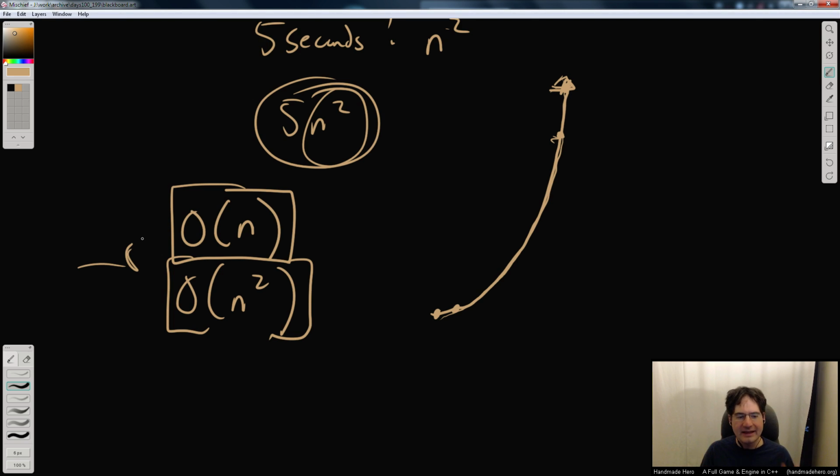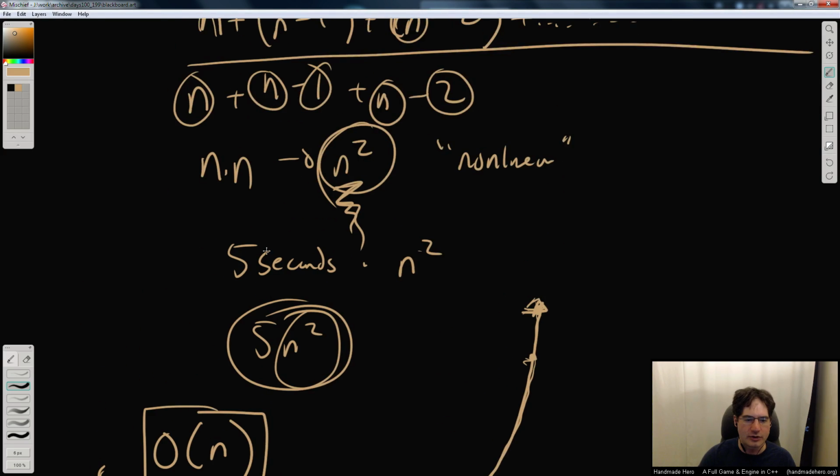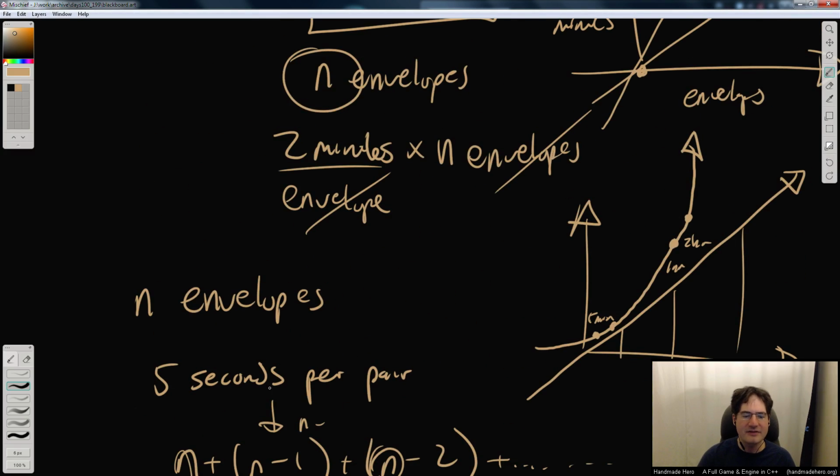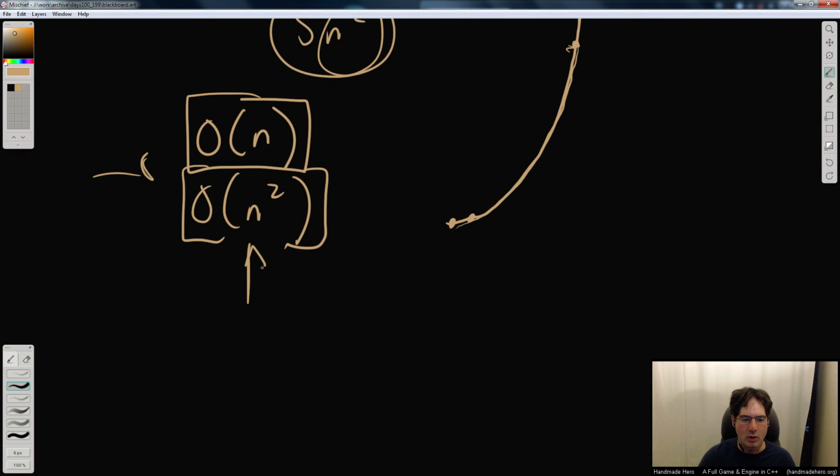And then let's classify it based on how it will scale. Now you'll notice what I didn't include in the order notation is something like this 5 seconds here, right? None of that stuff made it down here. Why? Because I don't care, right? I just don't care. I'm talking about how it scales.